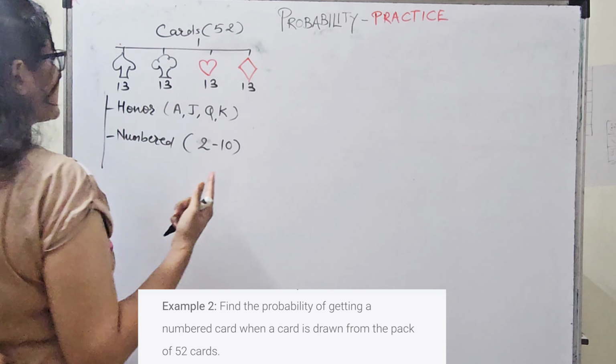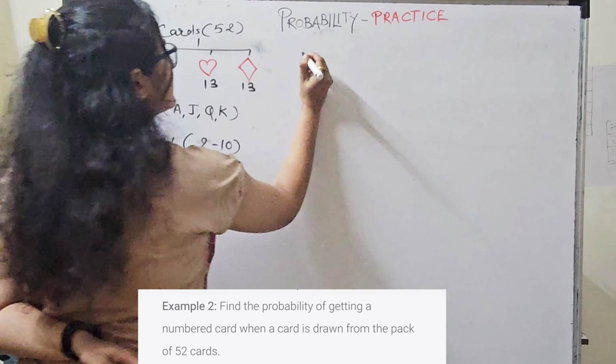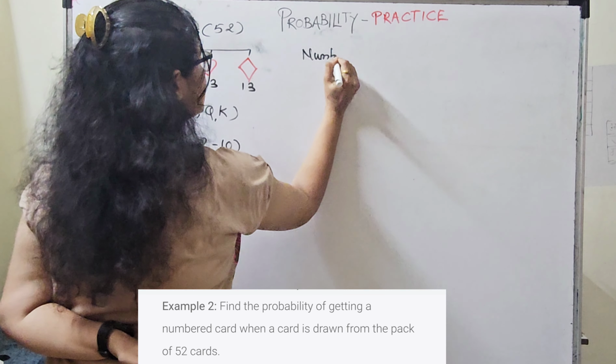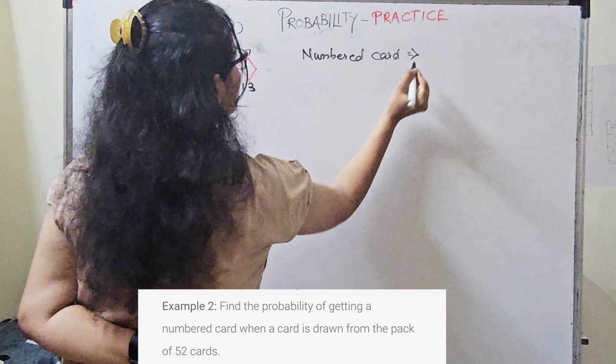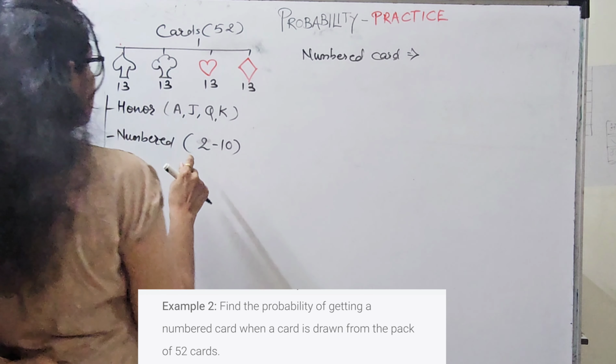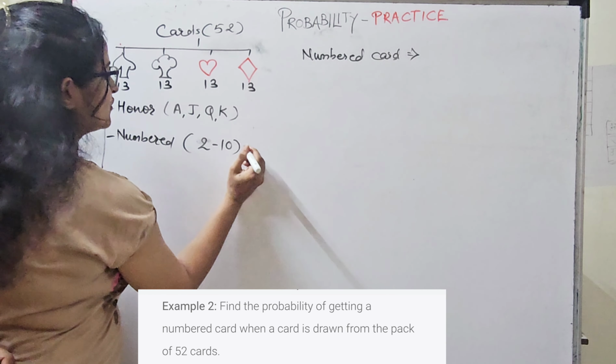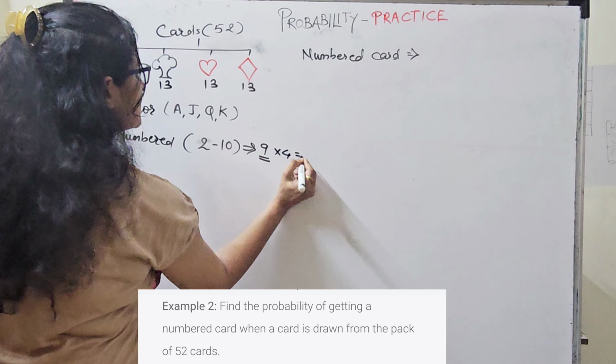How many numbered cards are there? Selecting a numbered card is your event, correct? How many possibilities are there? How many numbered cards are there basically? If you take the total, these are 9 cards including 2 and 10. Yes, you can count 2, 3, 4, 5, 6, 7, 8, 9, 10. So these are 9 cards in each suit. So 9 into 4 is 36.